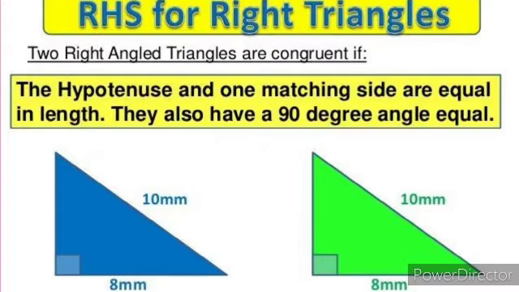Okay children, not only base here, you can consider perpendicular length also. Sometimes perpendicular lengths also will be the same. So these two right angle triangles are congruent if the hypotenuse and one matching side are equal in length and 90 degree also. Okay children?